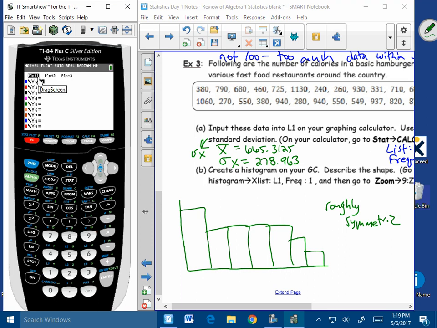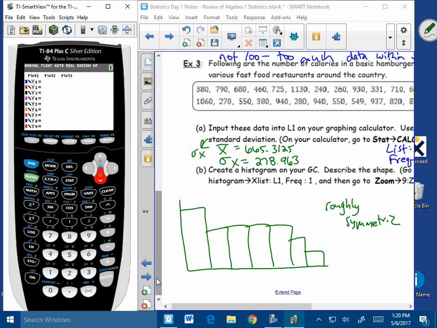Okay, friendly reminder, if you go over to y equals, you'll notice that your plots are on right now because we graphed something with statistics. So when your plots are on, you cannot graph other things. So you can turn your plots on and off right from here. Just arrow up and hit enter, right? So now they're off. But you're still in that histogram mode, so if you want to do a scatter plot, you have to go back and change that.